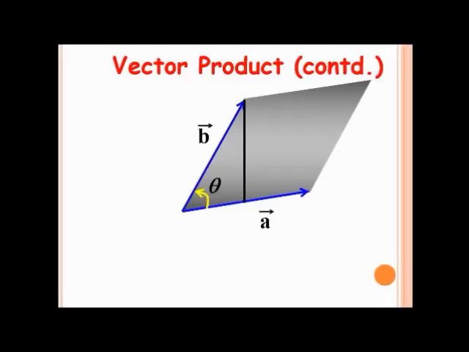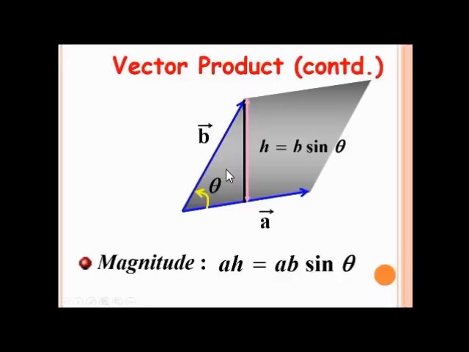Now if I draw a perpendicular from A and name it H, that will be B sin theta. Simply from this triangle you can know it will be B sin theta. Then the magnitude of this whole parallelogram will be given as A into B sin theta. Fine.